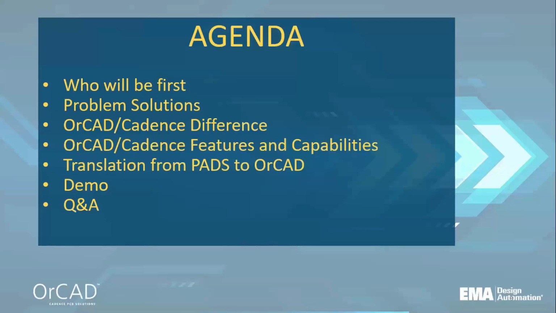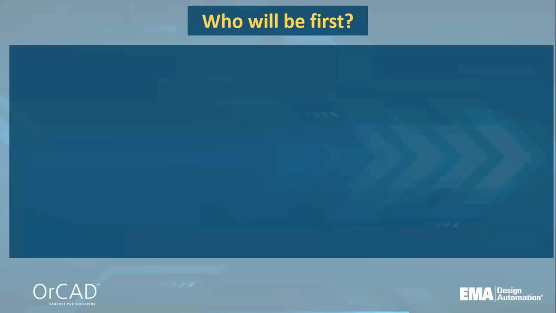And I've got a little agenda that we'll talk about. Who will be first, some problem solutions that we can identify. I'm also going to talk about the OrCAD Cadence difference as I'm showing features and capabilities of the tool. And then at the end, we're going to talk about the translation from PADS to OrCAD. I'll show you how that works, and then we'll answer some questions. First thing is, who will be first?